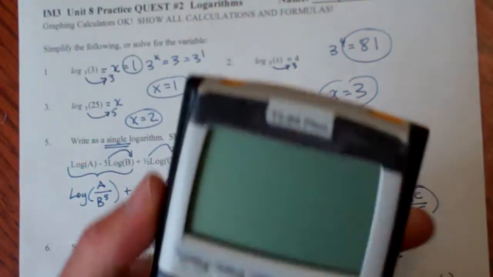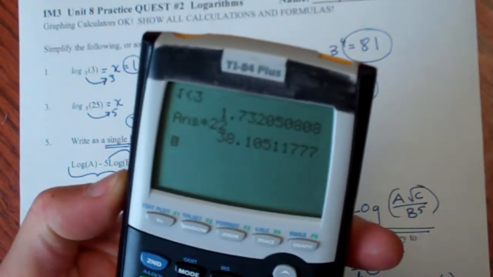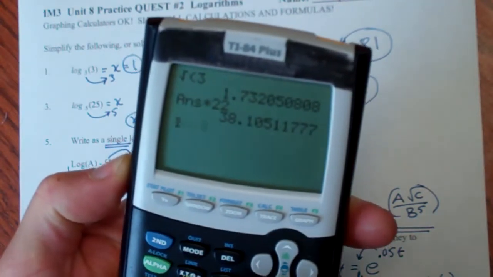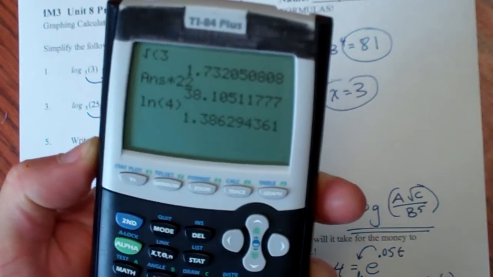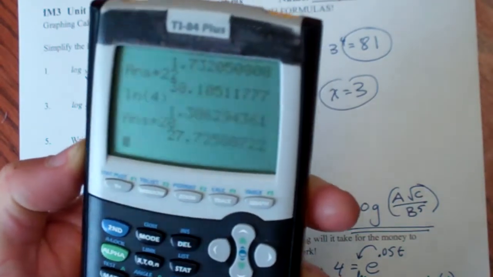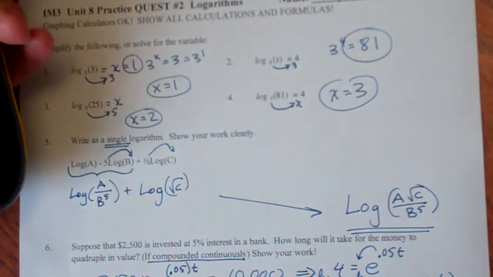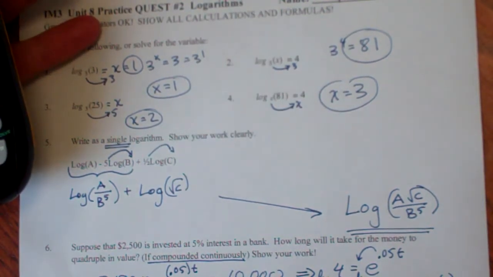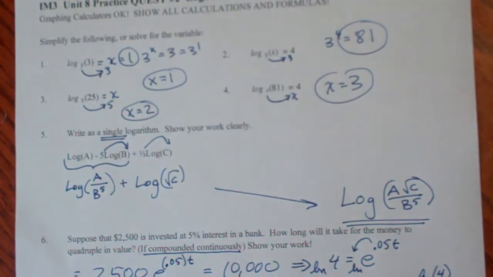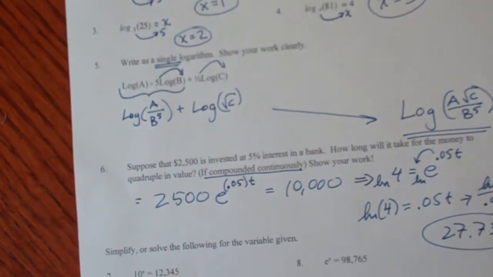So when I do that, I can take my calculator, turn it on, and I can do the ln of 4, and then I can multiply that by 20, and the answer is 27.72 years. I'll round that up, years. Okay, so when it comes to solving, you'll be doing this sort of thing over and over again.